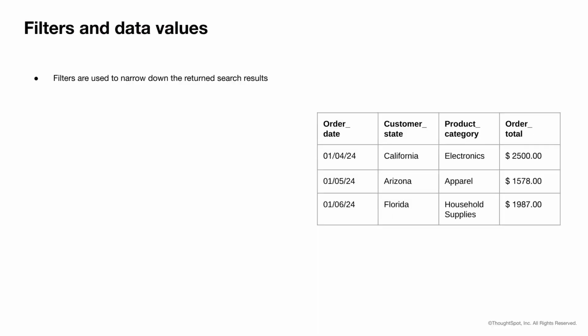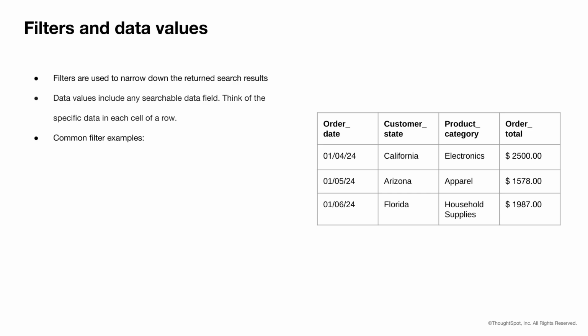Filters are used to narrow down the returned search results, so we only see the data we want to see. They do this by using the specific data values within our data. Any information in one of these cells is considered a data value. We can filter on attribute, measure, or date and time values. Common filters to apply in a search could include product category using values like electronics or apparel, location-based values like state, such as California or New York, and sales or date values and ranges.